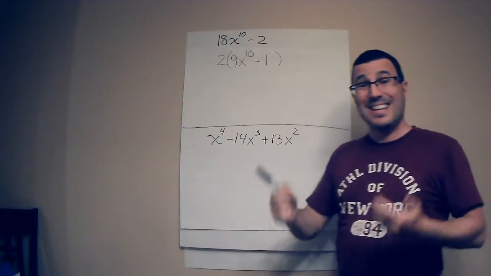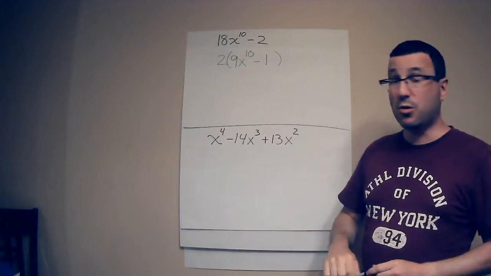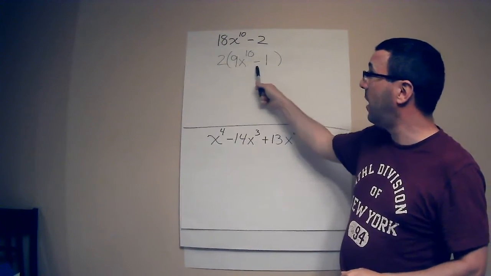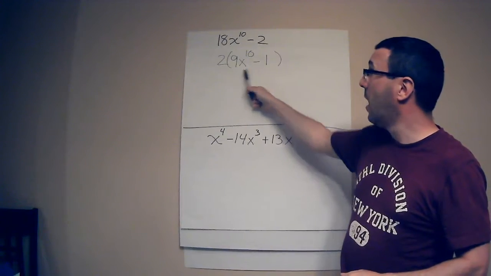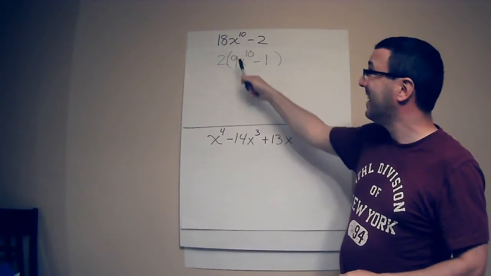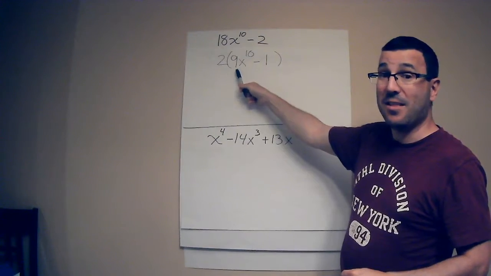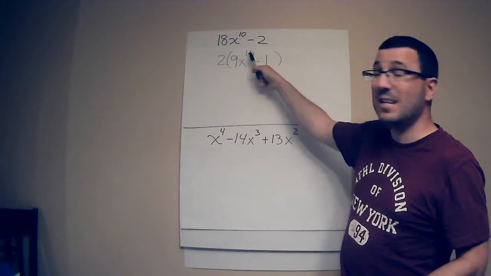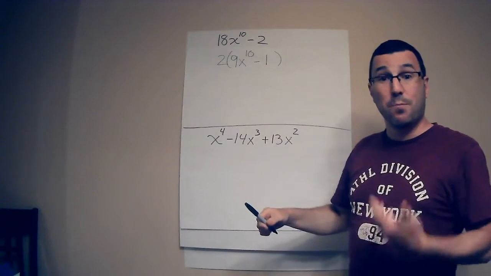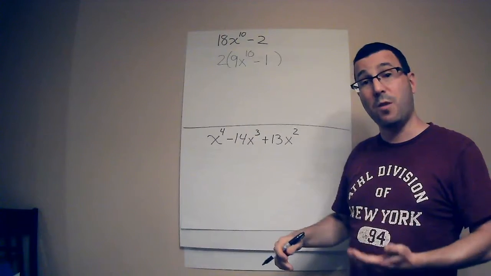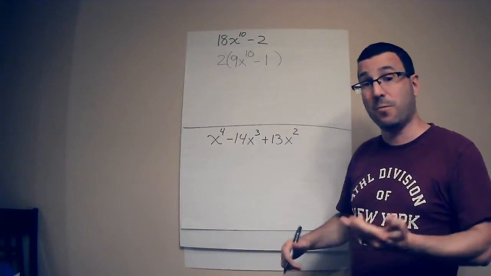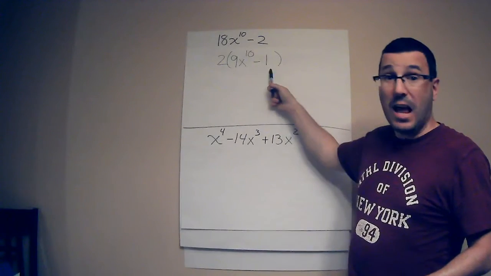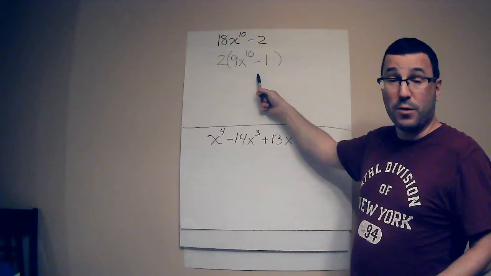So the next question, is this difference of two squares? And I'm only looking in the parentheses right now. And when I look, I have subtraction, I have two terms. The first term is 9x to the 10th. 9 is a perfect square. X to the 10th, because it's an even exponent, it's a perfect square. Remember, we know it's a perfect square if I can divide the exponent by 2. And 1 is a perfect square. So I have difference of two perfect squares here.